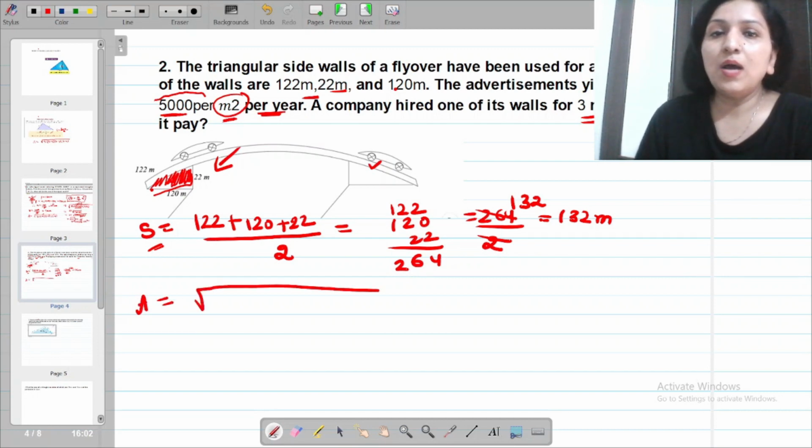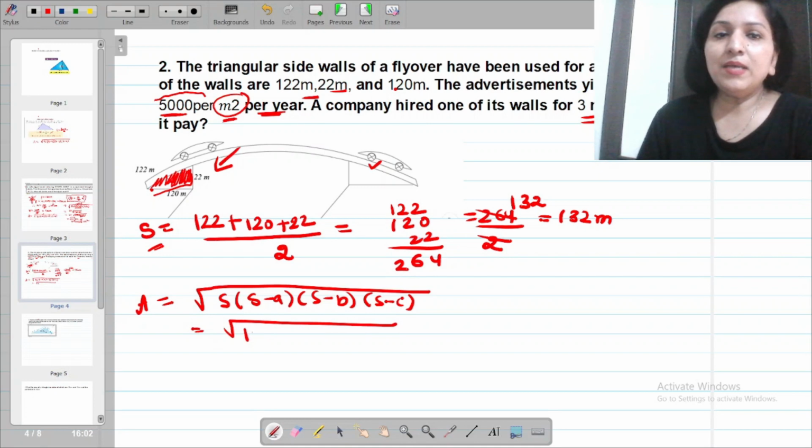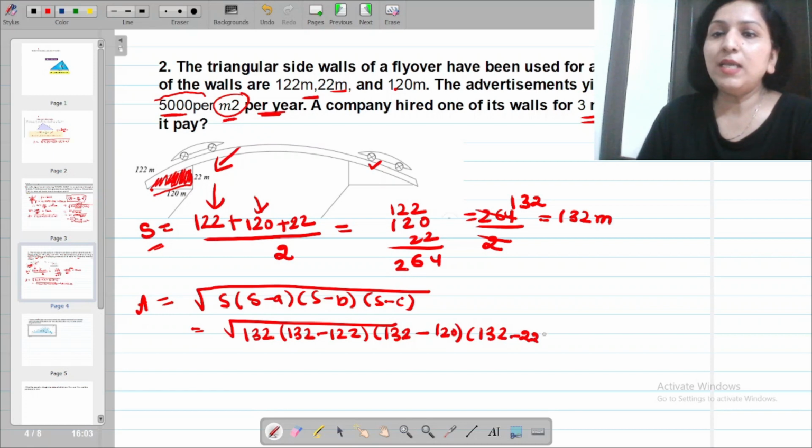Area is equal to under the root, semi-perimeter S, times S minus A, S minus B, and S minus C. It is under the root, semi-perimeter is 132. Second bracket is 132 minus the first side, which is 122. Another bracket is 132 minus the second side, which is 120. And third one is 132 minus 22. Okay, I have just inputted the values.